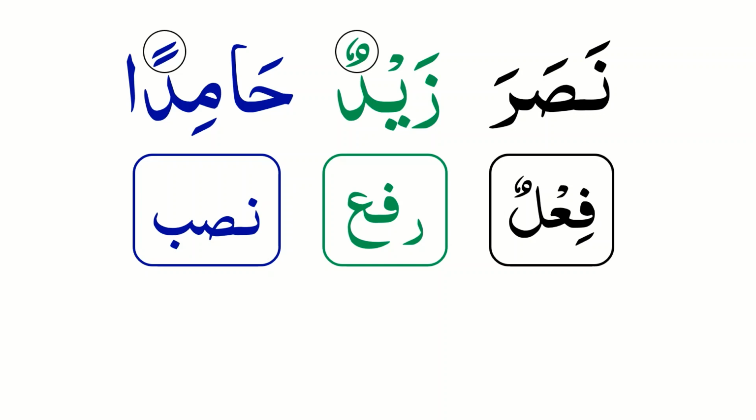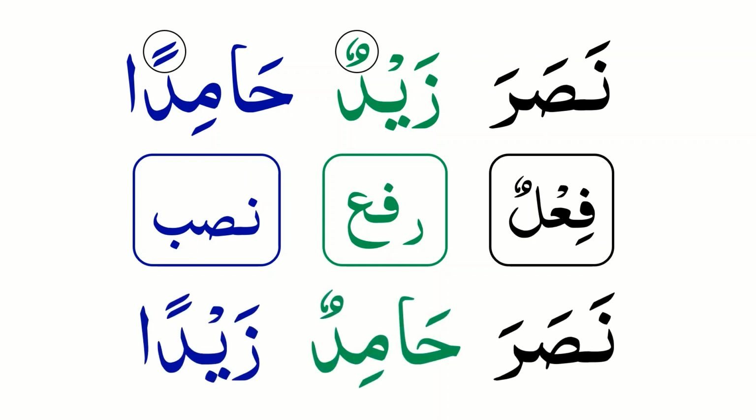But let's say we want to make Hamid the doer. We just have to change its sign to Dhamma and it will become Rafa, the doer of the act. And we can make Zaid in nasab status by changing its sign to fatha. So the translation will be Hamid helped Zaid.